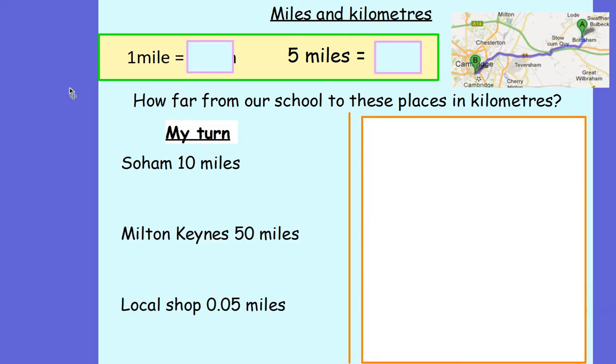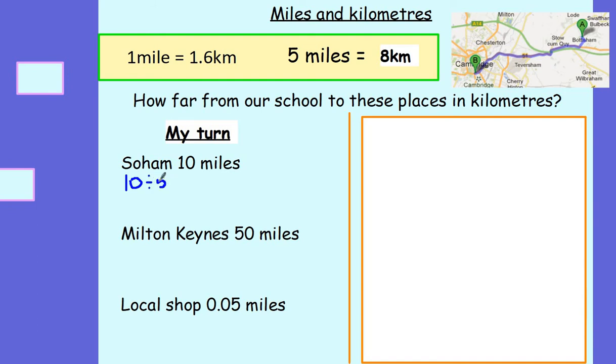Let's look at another example, this time going the other way. So I know that Soham is 10 miles away from Bottisham. I want to convert that into kilometres. And to do that, I'm going to start by dividing it by 5, because 5 miles is 8 kilometres. So if I divide it by 5, it gives me 2. And then I take my 2 and I multiply it by 8. So it's 16 kilometres.